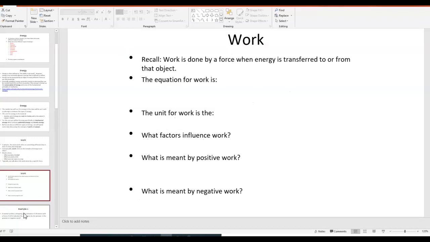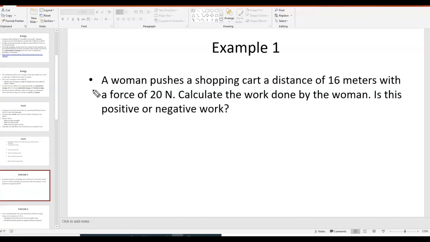Okay, so example 1. It says a woman pushes a shopping cart at a distance of 16 meters. Right off the bat, I'm going to identify that as one of my given pieces of information. I'm going to label that D. That's the distance that the shopping cart moves, with a force of 20 N. Remember, N is newtons, because force is measured in newtons. So I'm going to label that with a capital F for force. Now the question says calculate the work done by the woman.